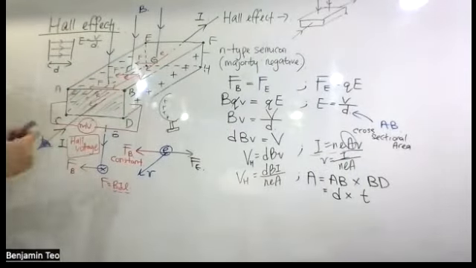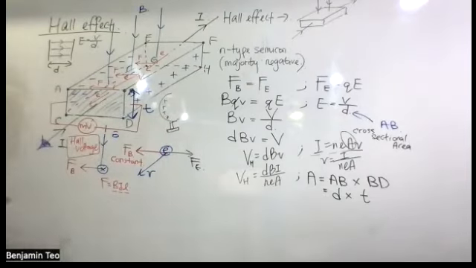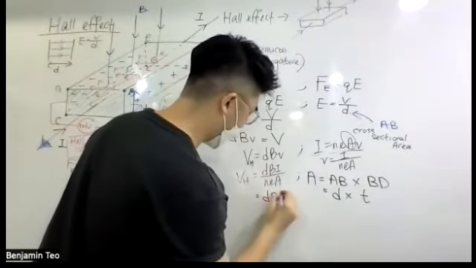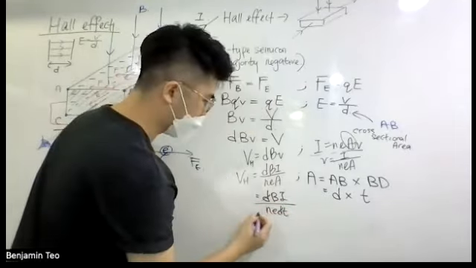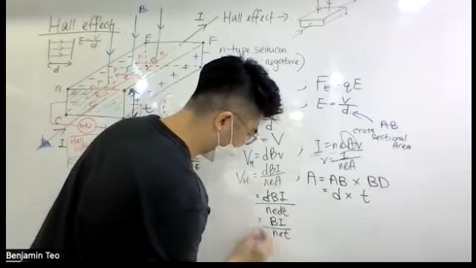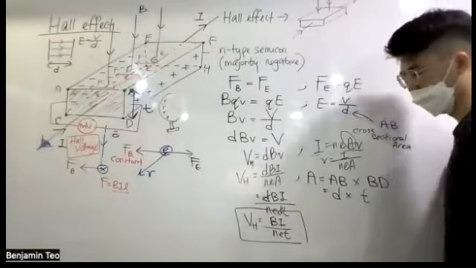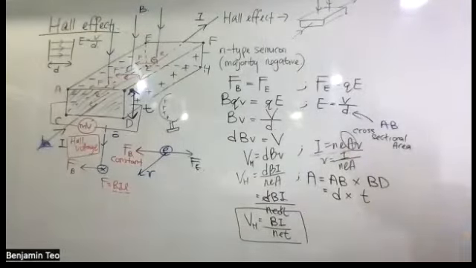Here, where is the thickness? This is the thickness. Okay, put it inside. d, B, I, and n, e, and then d t. Cross off, we get VH equals BI over net. Calculation should be no problem. You have the formula. Just find the parameters here.